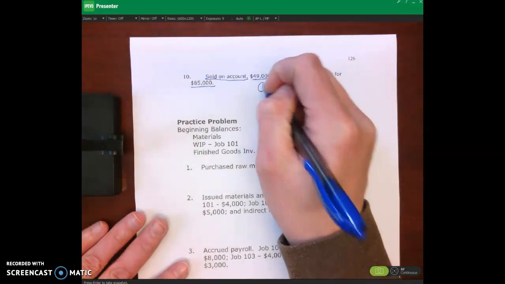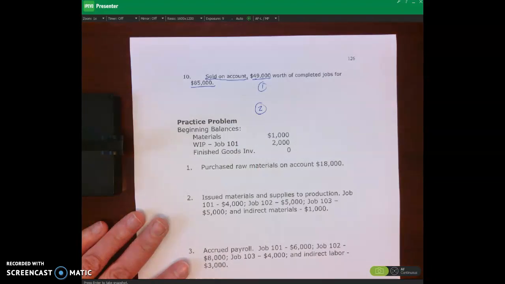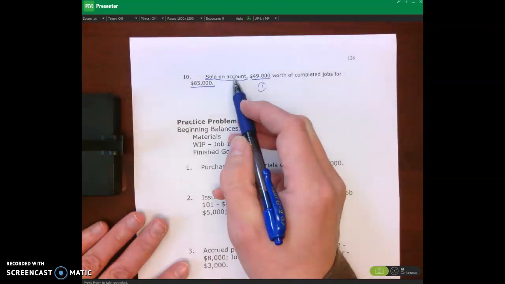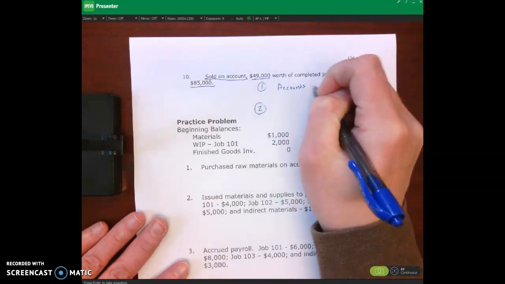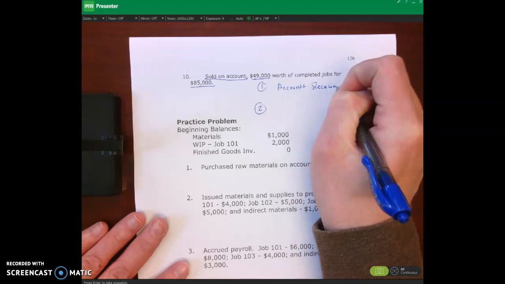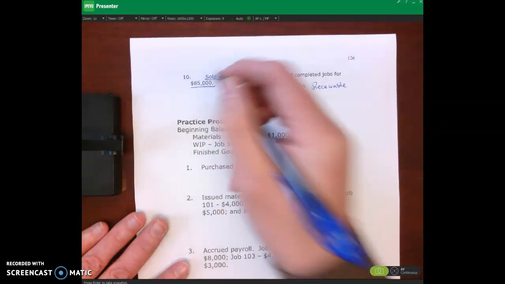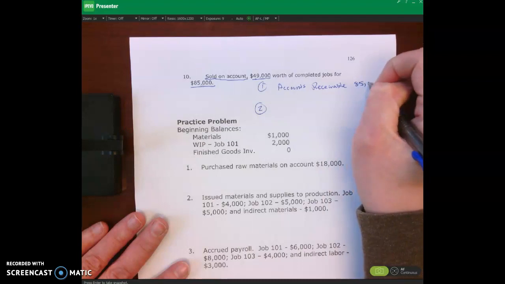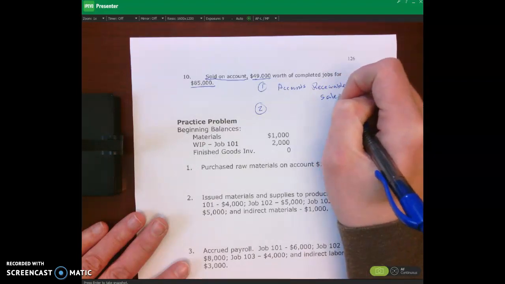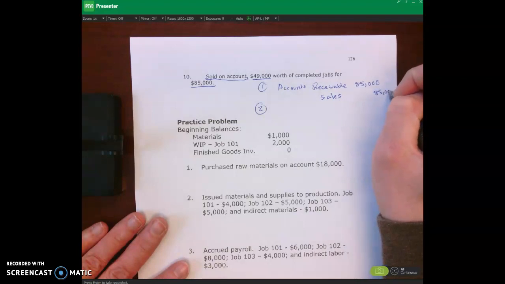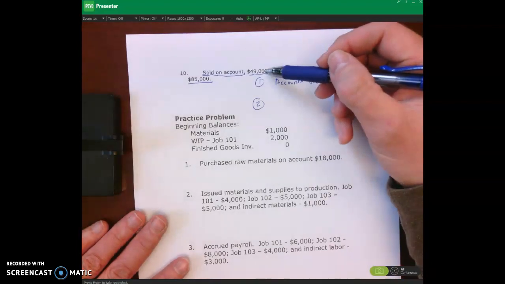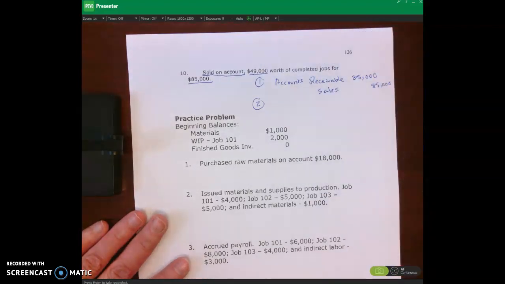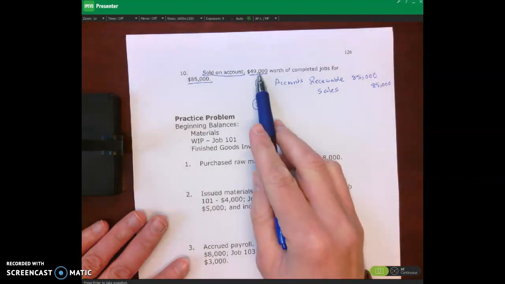So that means we have an accounts receivable. Whenever we make a sale, we have two journal entries, one to record the sale, one to record the cost of goods sold. Because it says sold on account, we debit accounts receivable for our $85,000, which is the sales, how much we sold it for, and then we credit sales for $85,000. That's the first journal entry. The second journal entry is done to recognize cost of goods sold. So it'd be a debit to cost of goods sold.